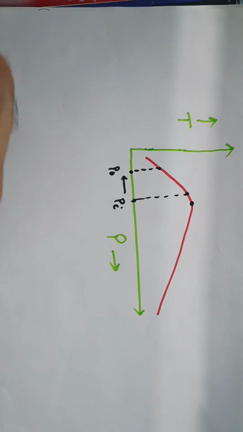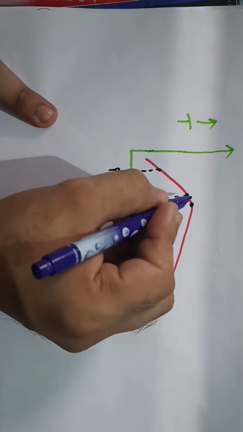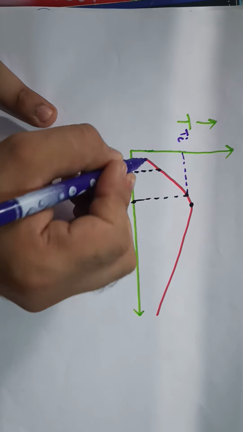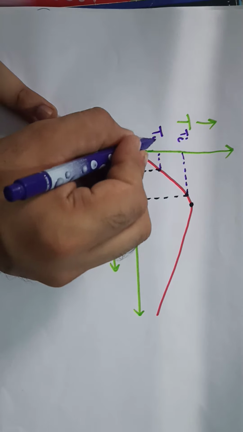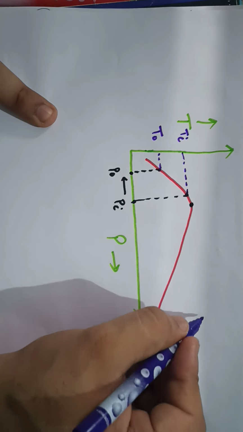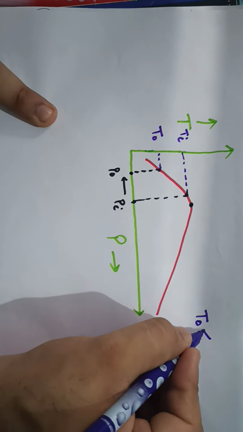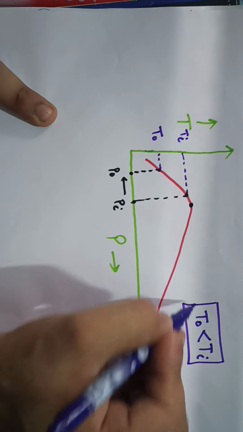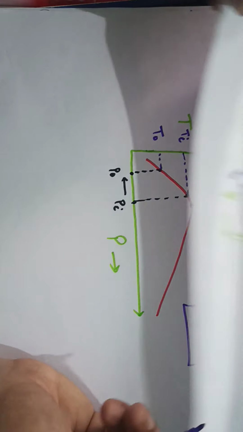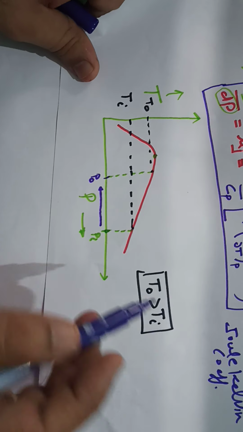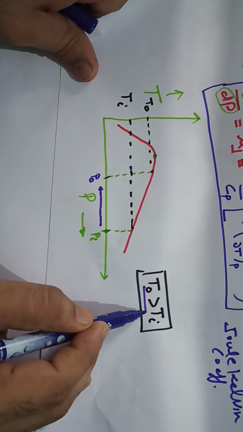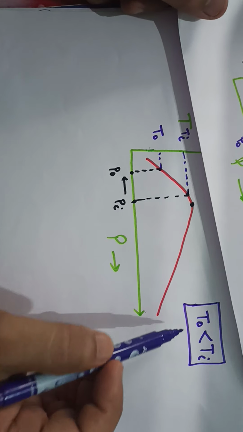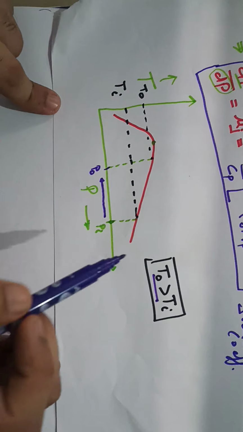If we now find the values of the temperatures corresponding to these points, this is the inlet temperature and this is the outlet temperature. And as can be seen from the graph, T outlet here is less than T inlet. It is completely opposite to what we got earlier, where T outlet was greater than T inlet. So the temperature of the gas can increase or decrease depending upon the initial conditions.